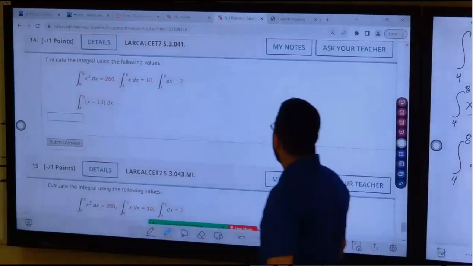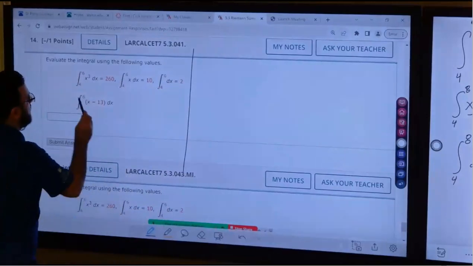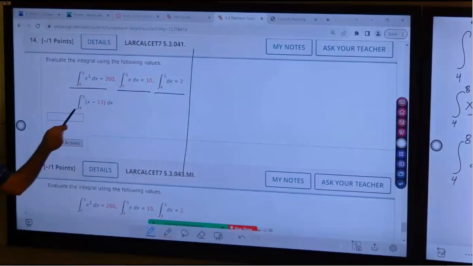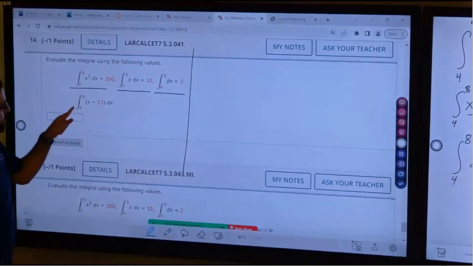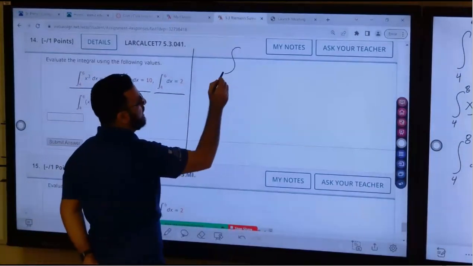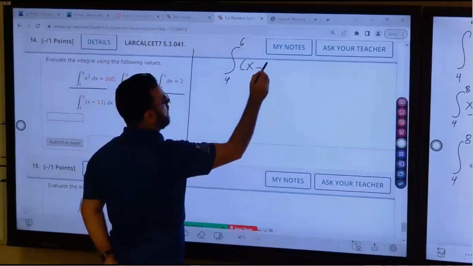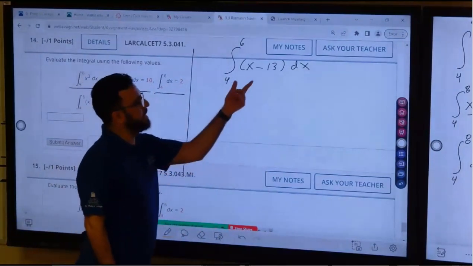Let's see this example. We're going to do exactly the same thing. So this is already given. My goal is to find the integral from 4 to 6 of (x minus 13) dx. Again, don't confuse yourself about the 4 to 6. It looks like the previous one, just without this root. So our goal is to find the integral from 4 to 6 of (x minus 13) dx.